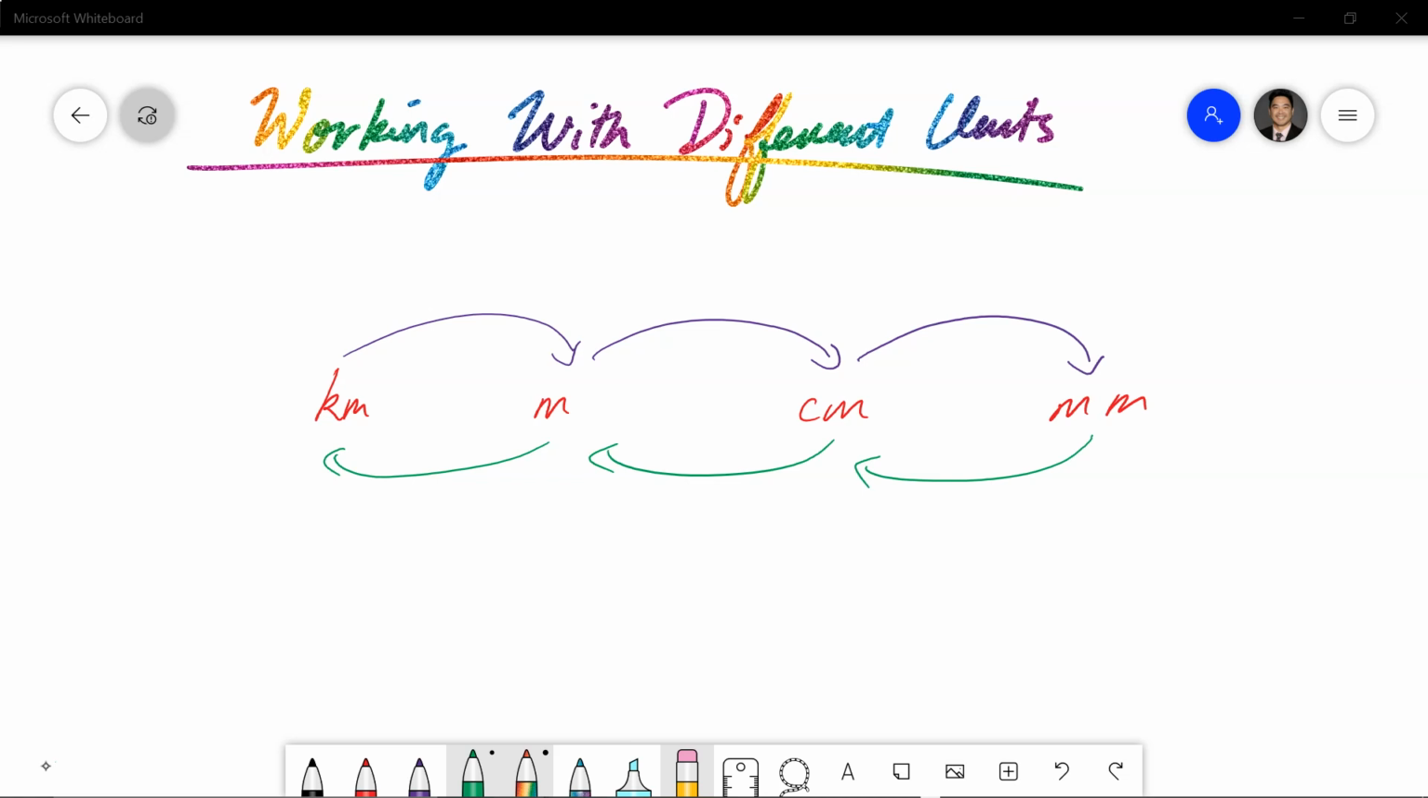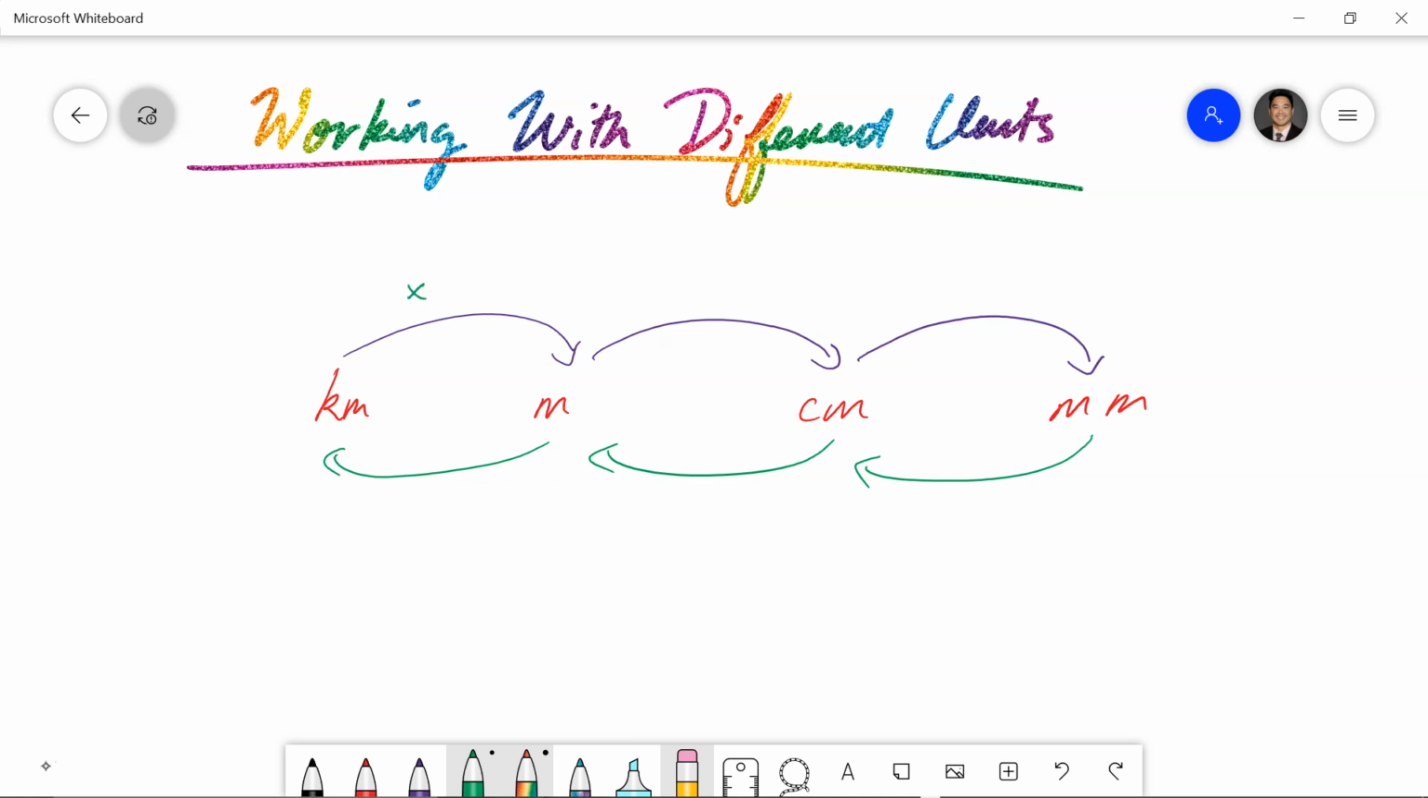Going from kilometers to meters, you should know that there are 1,000 meters in a kilometer. Therefore, you want to multiply. If there was 1 kilometer, you would have 1,000 meters. If there were 3 kilometers, you would have 3,000 meters. So it's just a matter of multiplication. If you were to go backwards from meters to kilometers, you would divide by 1,000. So if we had 2,000 meters, divide that by 1,000, you would get 2 kilometers.